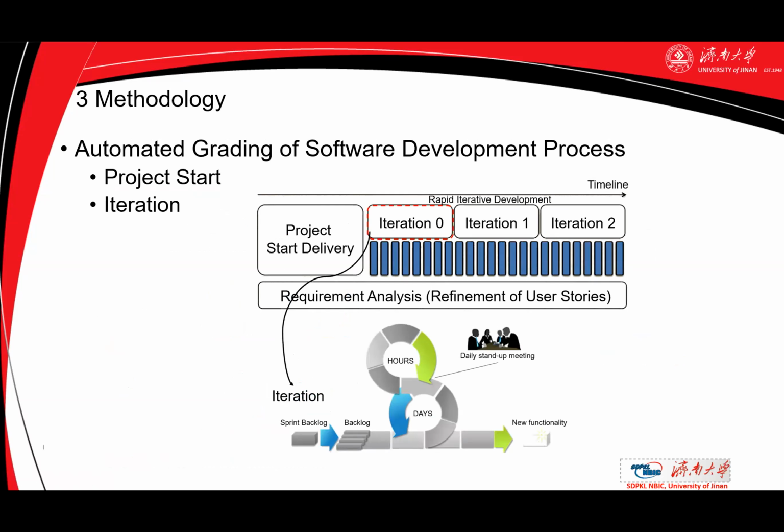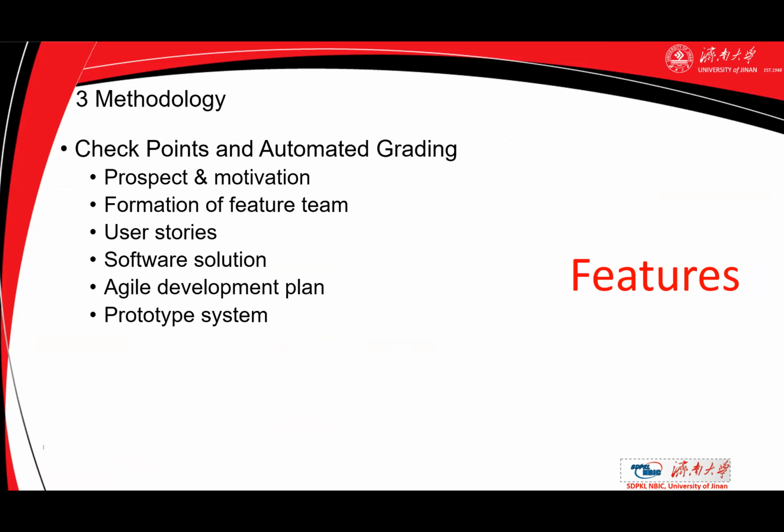We divided the development process into project start and rapid iterative development, and then set different checkpoints in it. For example, in the project start phase, the software deliverables include prospect and motivation, formation of feature team, user stories, software solution, agile development plan, and prototype system. Each deliverable item has a checkpoint.